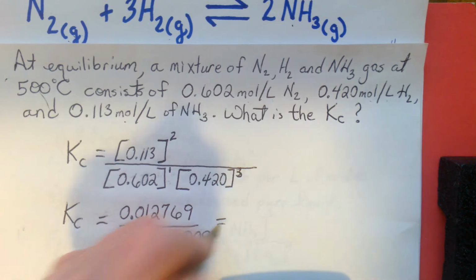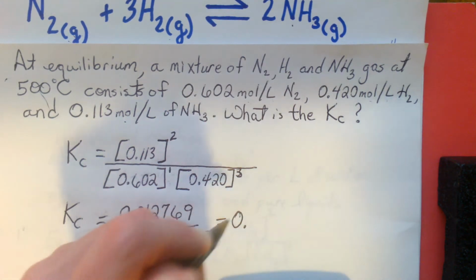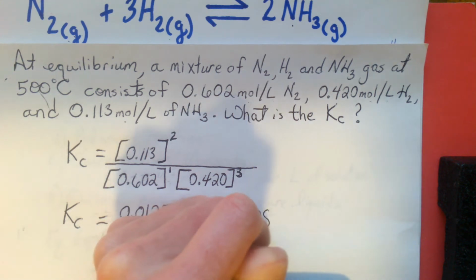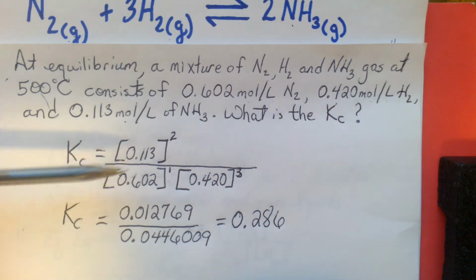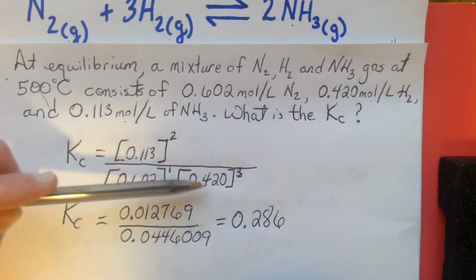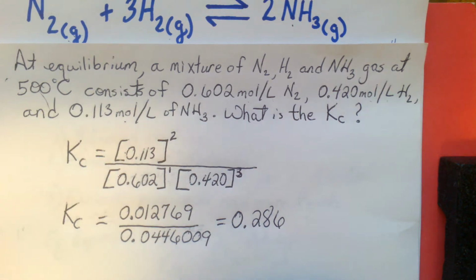And we get a value of 0.286. Now I'm carrying 3 sig figs because each one of these concentration values had 3 sig figs. Remember that leading zeros are losers. They're not significant. Okay, so 0.286. Now this value right here is considered our equilibrium expression value.